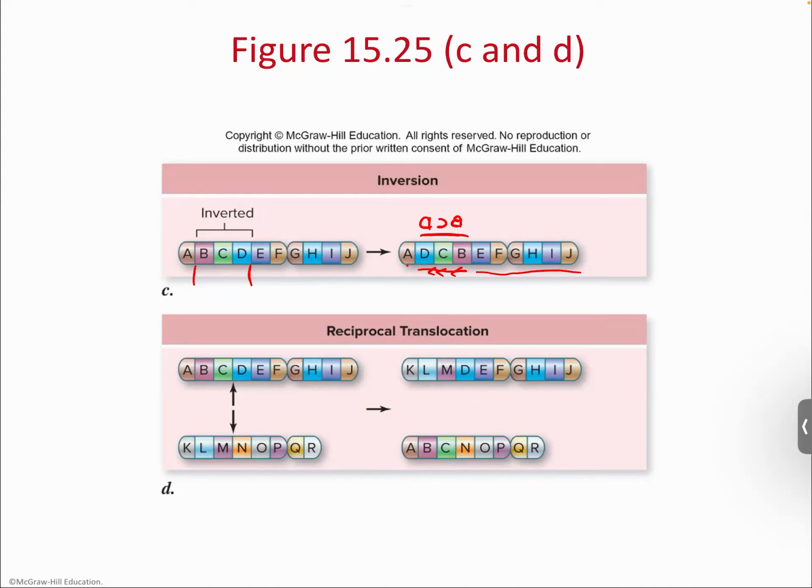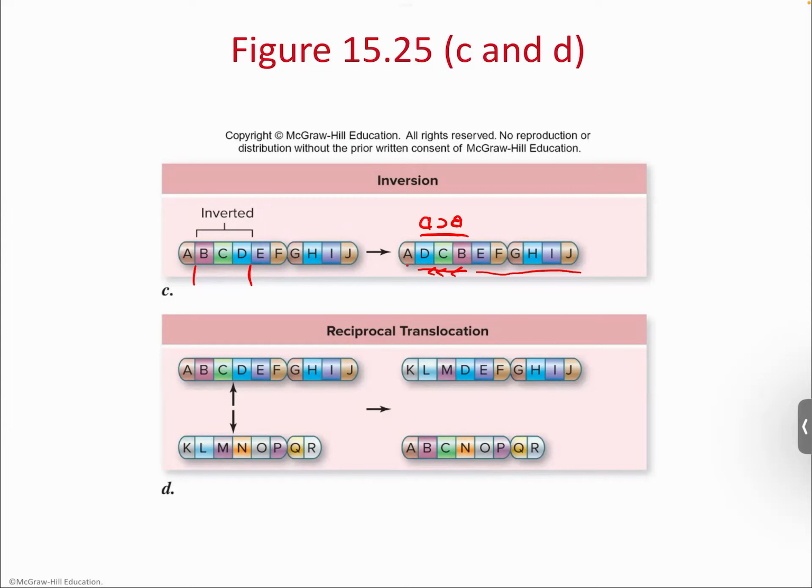Now notice that the genes that are in there are normal. They're there. You're not missing anything. They're not duplicated. They're just pointing the other direction. For the most part, there's no harm, no foul there, right? So it doesn't really matter which direction you're pointed. You'll still function normally.